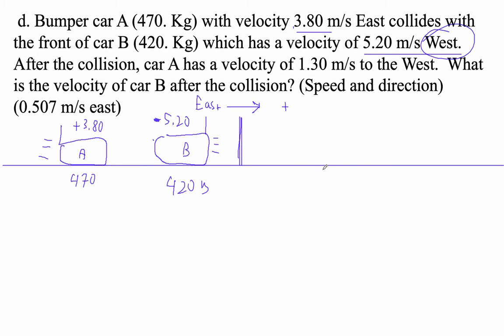Okay, so now after the collision, car A is actually going back the other way. So it's going to the east to begin with, but notice after the collision, it's going to the west. So let's draw a picture of that. Here's A, still 470 kilograms, right? But it's got a velocity of negative 1.30 meters per second, okay? These are all meters per second. All right, so there it is, and then B, they hit each other, they bounce off each other, right?